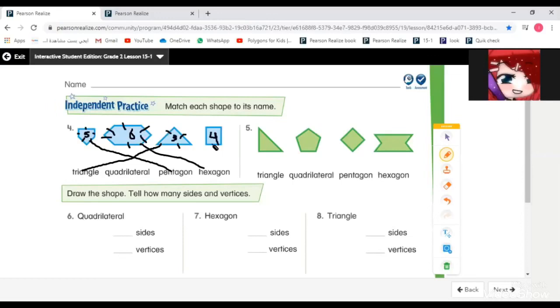Are you with me, Wasan? Yes. Answer. Its name? Quad. Quad. Repeat. Quad. Quadrilateral. Try to repeat. Quadrilateral.